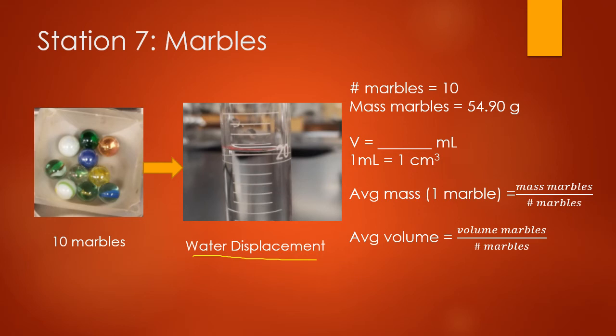First, let's start by looking at how many marbles were used. You can count in the picture, but I also give it to you off to the right. There are 10 marbles. I also took the mass of those marbles. They were 54.90 grams. To figure out the volume, you're going to use the picture looking at the water level line and reading the graduated cylinder.